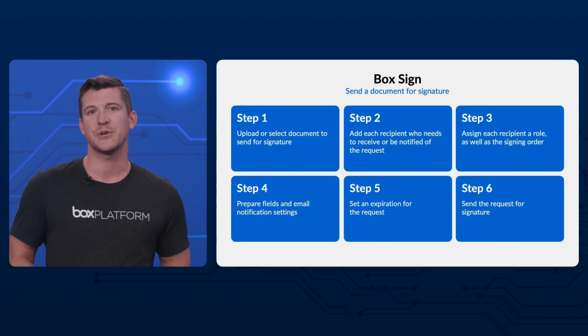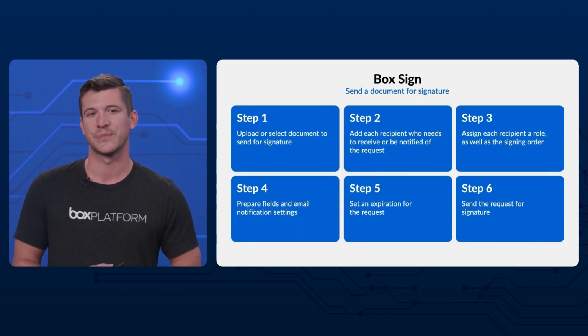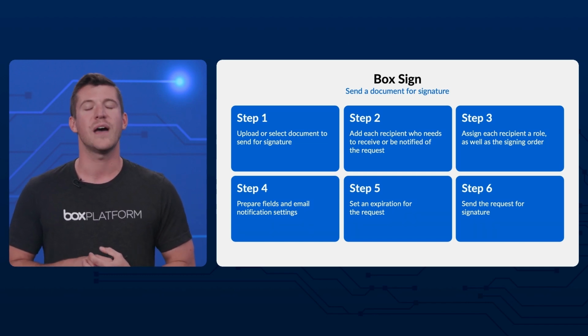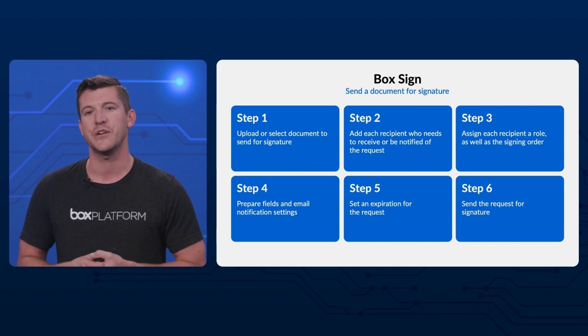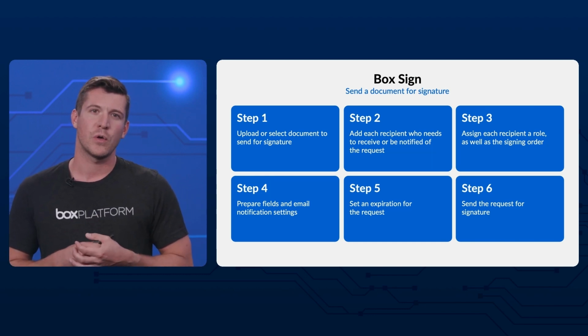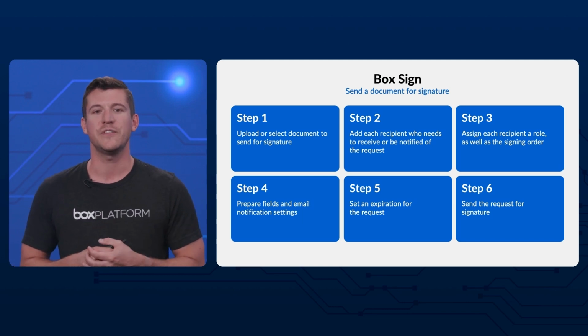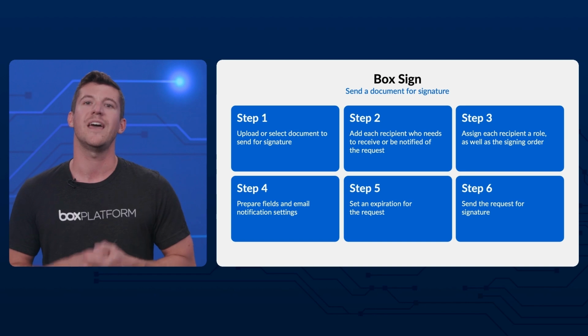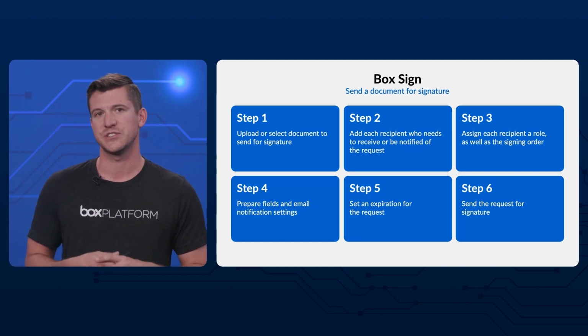These are the steps that are required in order to send a document for signature. First, you need to upload or select a document for signature. Then you add each recipient who needs to receive or be notified. Following that, you need to assign each recipient a role, prepare fields and email notification settings, and set an expiration date if the request requires it, and then finally, send the request for signature.